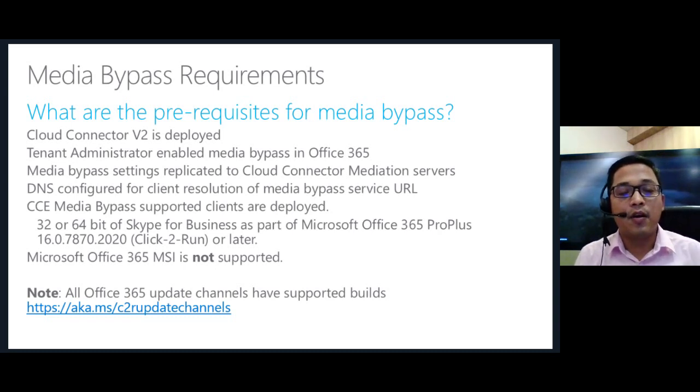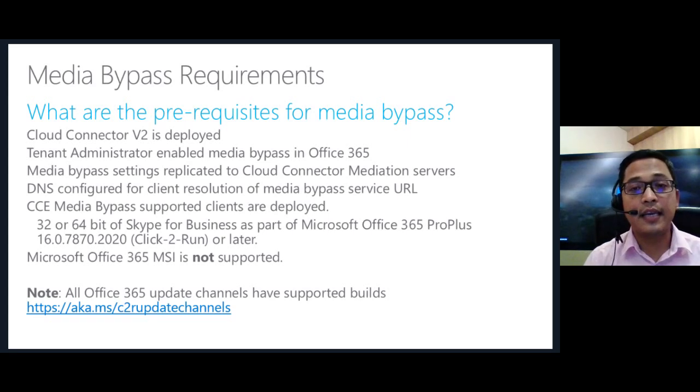And also in Microsoft Office 365 Online, as a tenant administrator, you have to enable media bypass. Later, I will show you step by step, line by line, how it should be done. And then also the addition is that not only do you have to enable media bypass in the cloud, you also have to add a DNS record. I will share with you what DNS record you have to add.